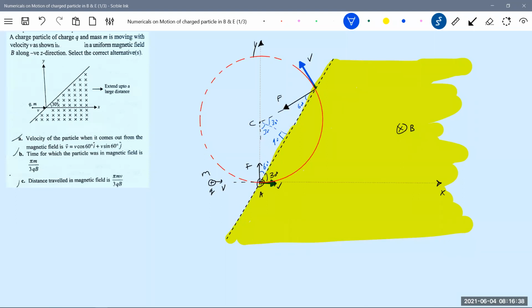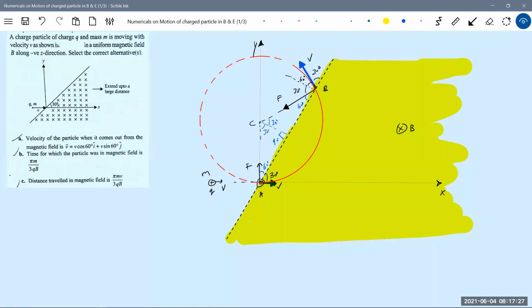Because these two should be perpendicular, this angle is 90 degrees. If you drop a horizontal here, perpendicular to it, this will be 30, 60, this will be 30. Finally at point B, it will leave with an angle of how much? 30 degrees. It will leave the magnetic field region at an angle of 30 degrees.